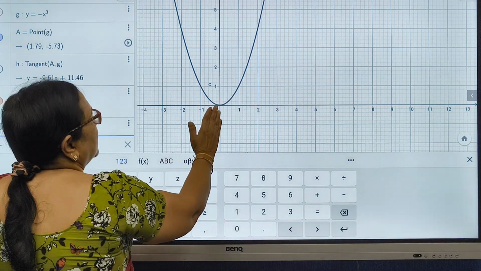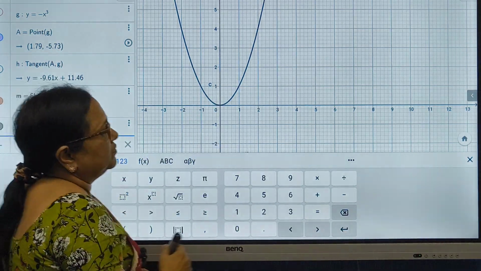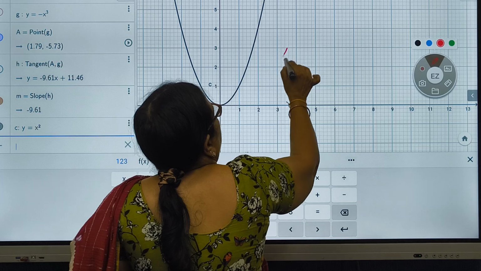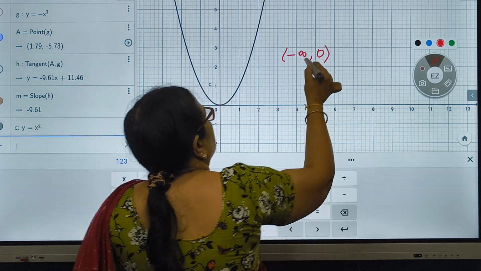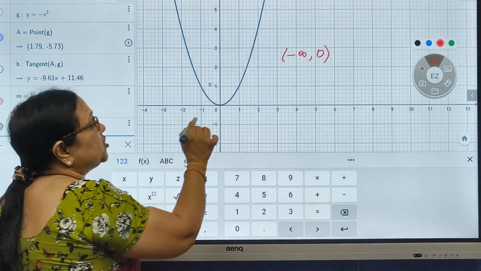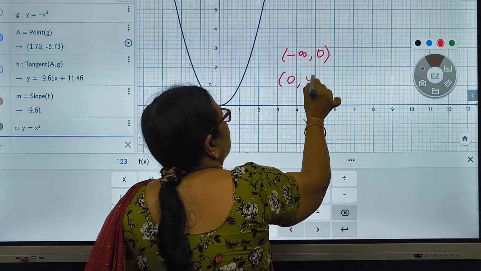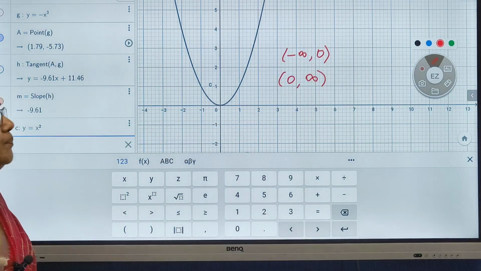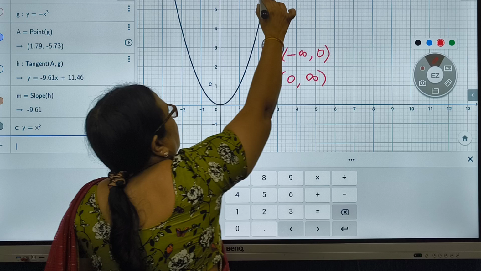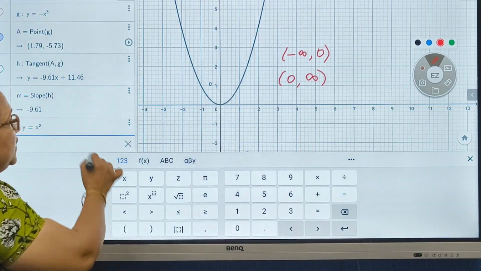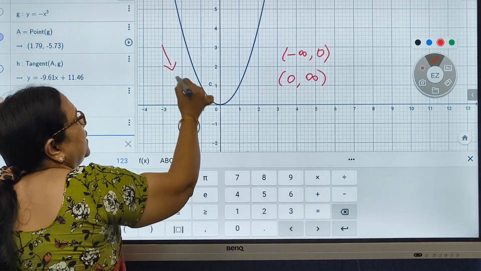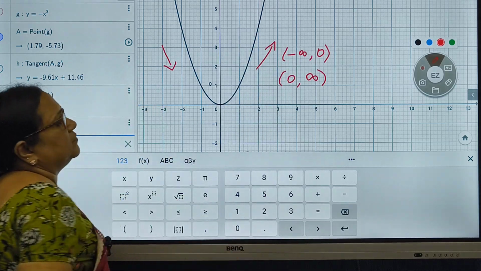So if you look at minus infinity to 0, what do you observe? And what do you observe when you look at 0 to infinity, R plus? So here you can observe as x increases, y increases. Right? Here as x increases, y decreases. So here it is decreasing, here it is increasing.